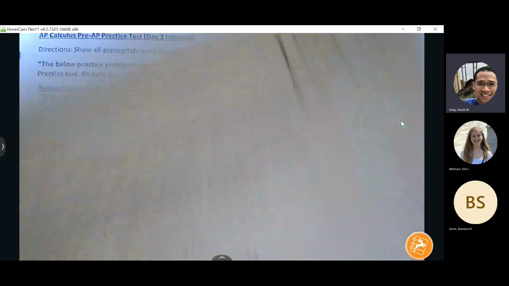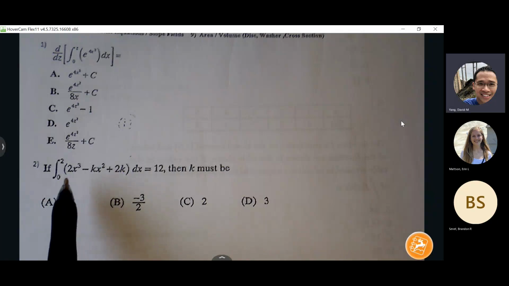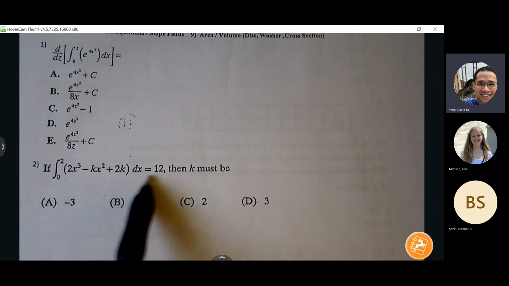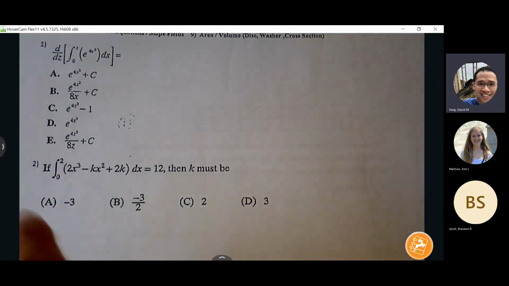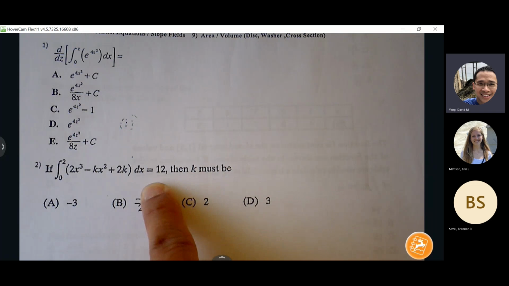Okay, let's look at number 2. If the definite integral from 0 to 2 of 2x cubed minus kx squared plus 2k is equal to 12, then k must be. Let's just do this problem and pretend like we don't see the 12. And let's just do it the way we would normally do it. Okay, so I got to go through the appropriate antiderivative rule. All right, and then I got to plug in the 2 and 0, and let's just see what happens, right?